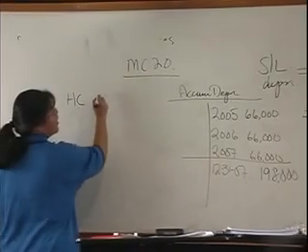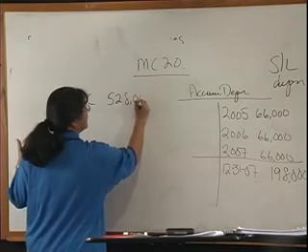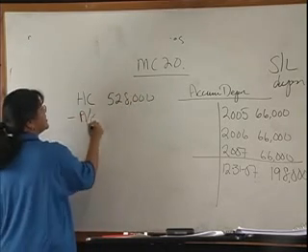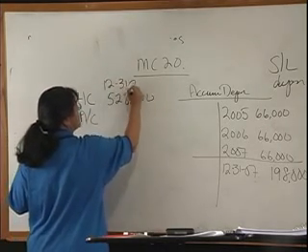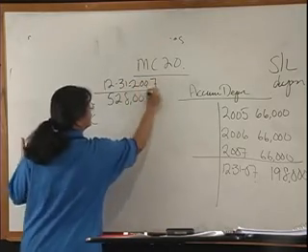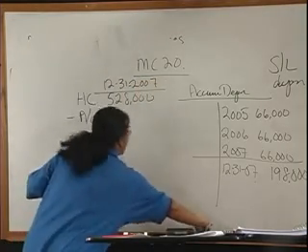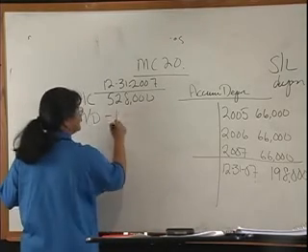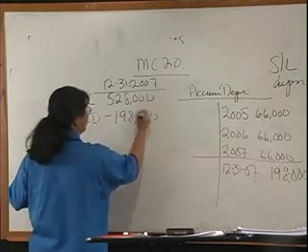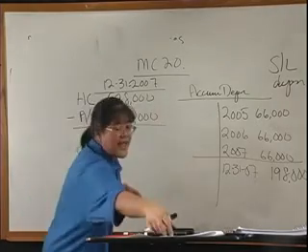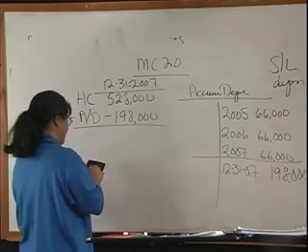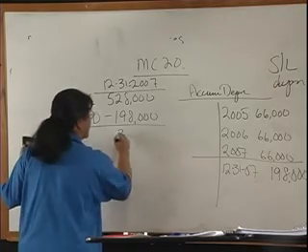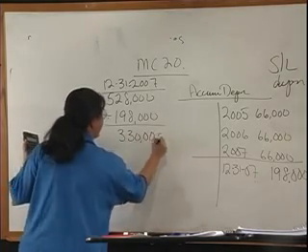Well, you have your historical cost, which is $528,000. You subtract the accumulated depreciation, as of December 31st, 2007. The accumulated depreciation so far is minus $198,000. So the 528 minus the 198 is going to give you $330,000. This is your carrying value.